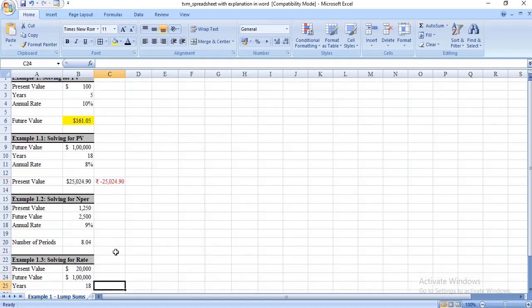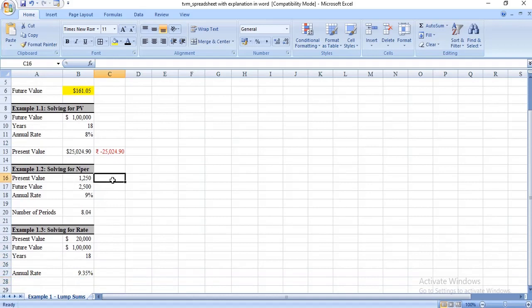Next we have solving for NPER, that is the number of periods. Like in some problems, some cases, you want to know the number of years. Like you can invest this time $1250, and after that you want 2500, and this will be your annual rate today, 9%. So in how many years, how many number of periods, will you be getting this much amount? You are looking to know how much time I need to get this much amount. Okay, so to calculate that time, take the formula of NPER.